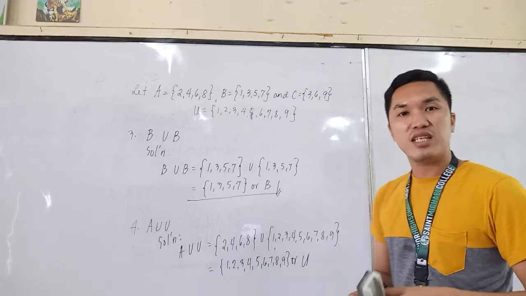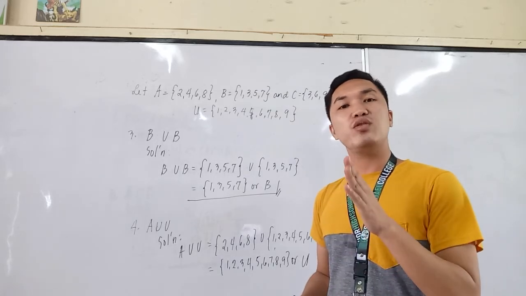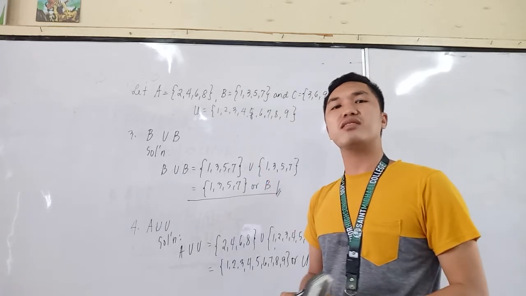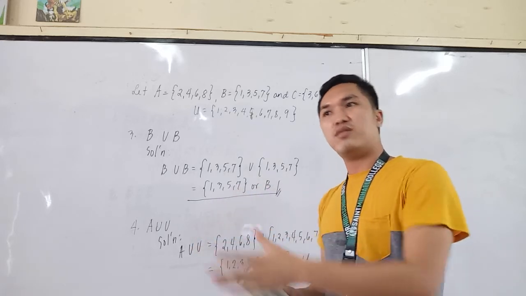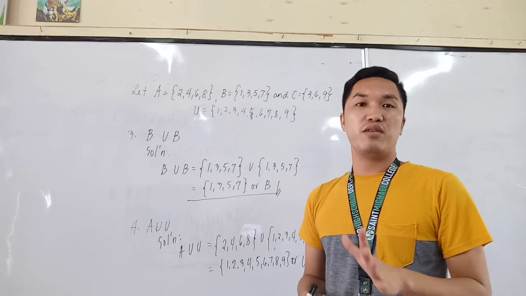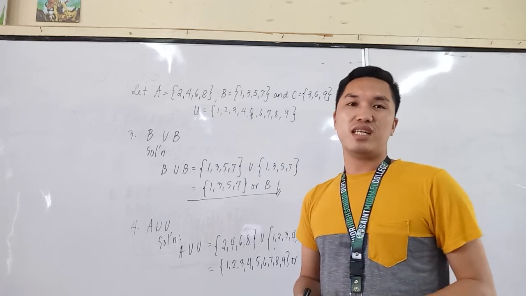So take note again that when you find the union of a set to a universal set, the answer would be the universal set. Please put that in mind.